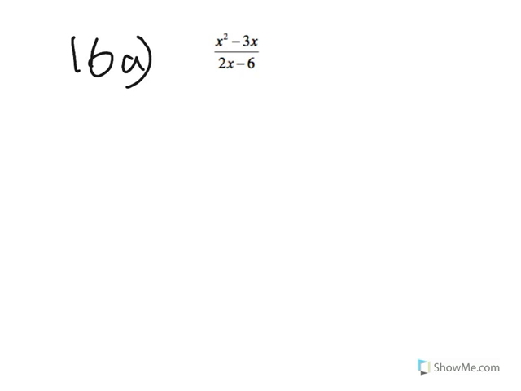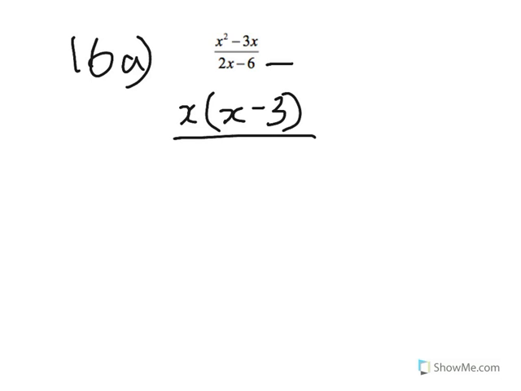Okay, in question 16a, we're being asked to simplify. Now what I'd recommend for this is you factorize the bottom and the top, so then you can find common factors which you can just divide and cancel. So in the top, we'll factorize the top, we get x is common. So we divide x squared by x, you get x. And negative 3x divided by x gives you negative 3.